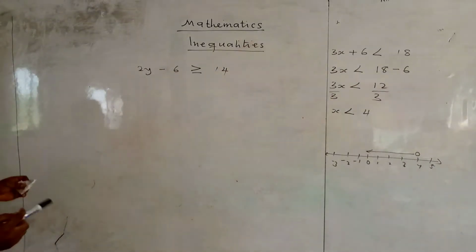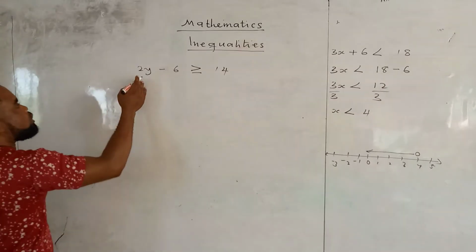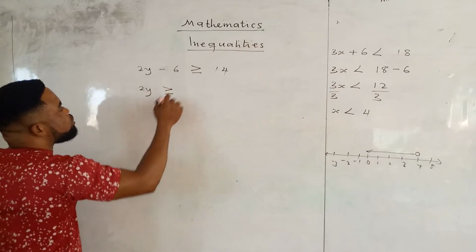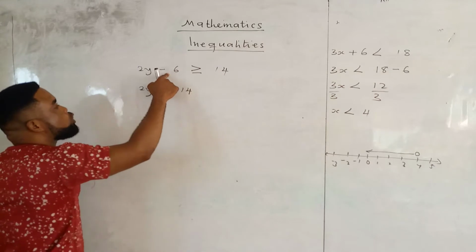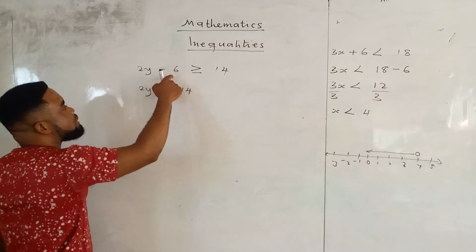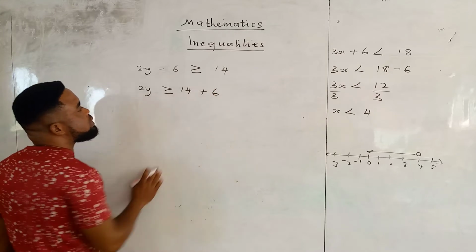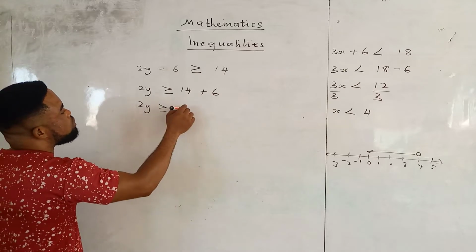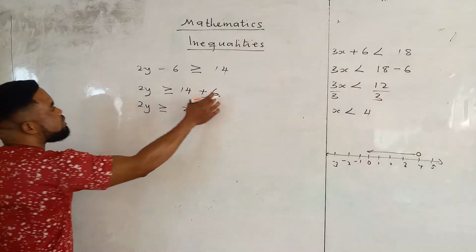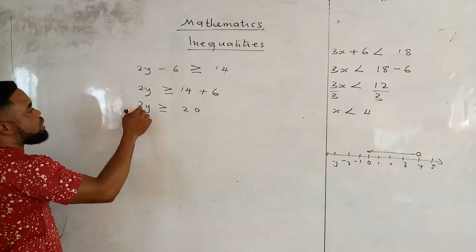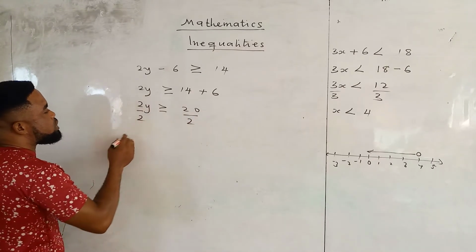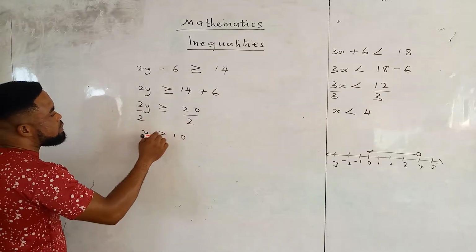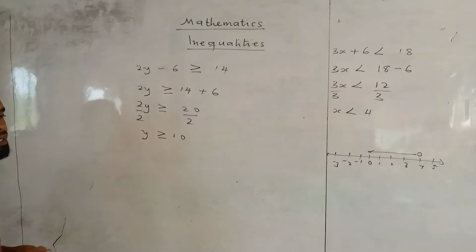Okay. So as usual, we want to group it here, so we maintain our 2y, greater or equal to the 14. Then we group the 6 here. It is subtracting, so we add, plus what? 6. So 2y is greater or equal to 20, that is 14 plus 6. Therefore, what we do next, we divide both sides by the coefficient, which is the 2. So our y is greater or equal to 10.